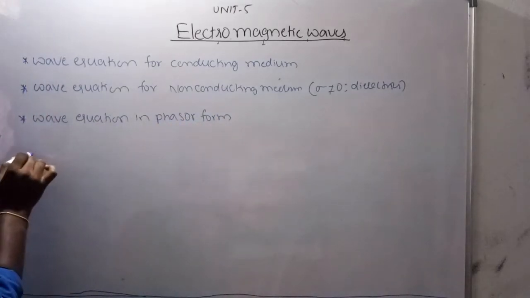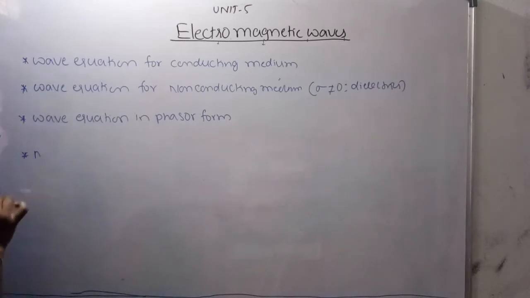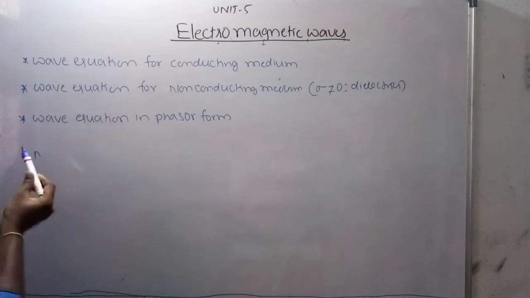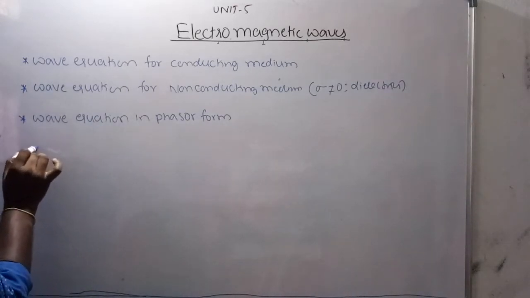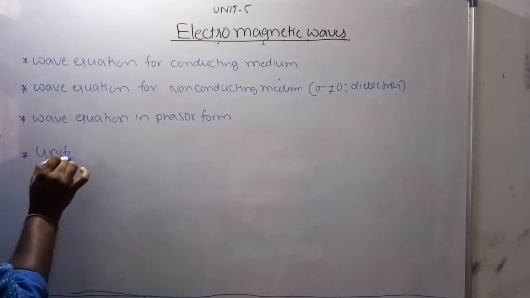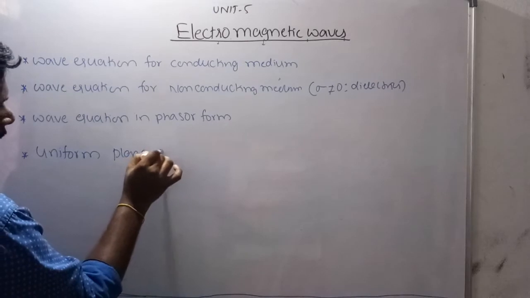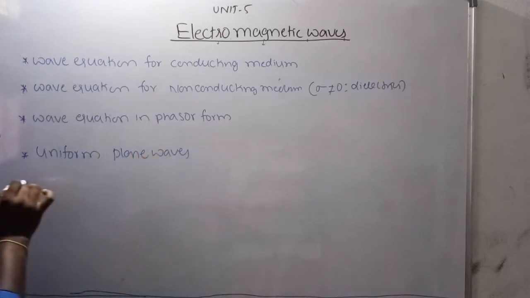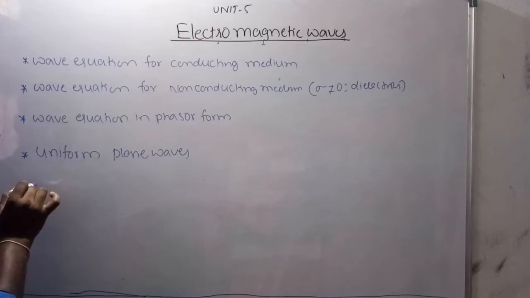Later I will discuss Maxwell's equations in phasor form, which were already discussed in our 4th unit. Then uniform plane waves, then wave propagation.